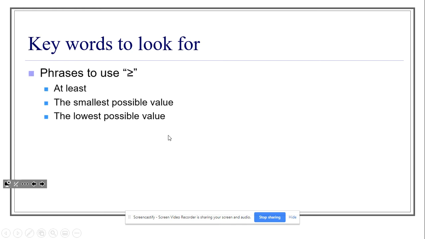If you see any one of these particular phrases, at least, the smallest possible value, or the lowest possible value, when you're setting up your inequality, you want to use a greater than or equal to sign. At least is the phrase that you'll see more often than not.